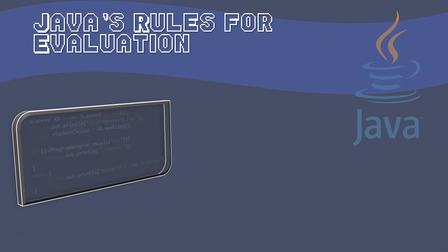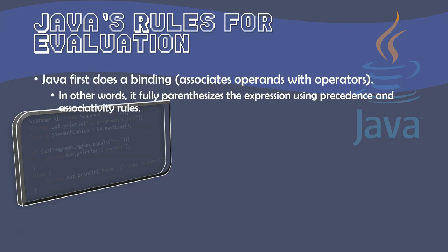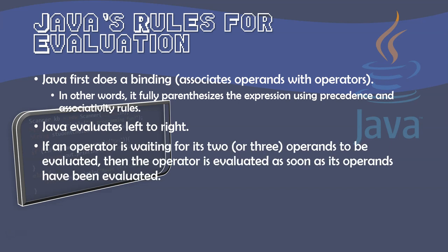Now, with Java's rules for evaluation, the one thing you have to keep in mind is that it does what's known as binding. So it's associating those operands with the operator, whether that's multiplication, division, addition, subtraction, etc. So what it does is it fully parenthesizes the expression using precedence and associativity rules. Then it's going to evaluate left to right. And if an operator is waiting for its 2 or 3 operands to be evaluated, then the operator is evaluated as soon as its operands have been completed.